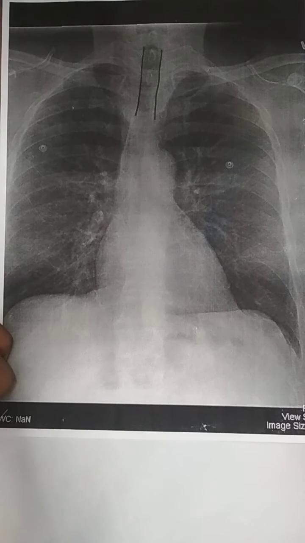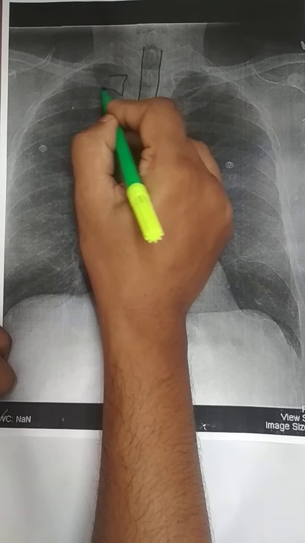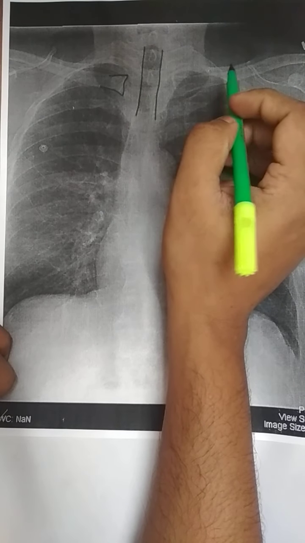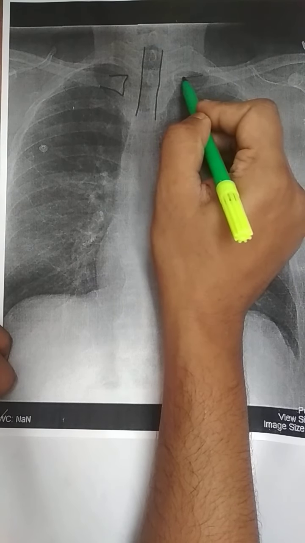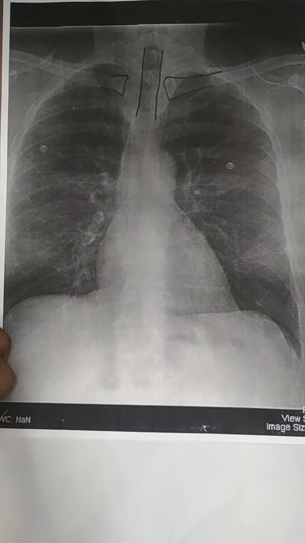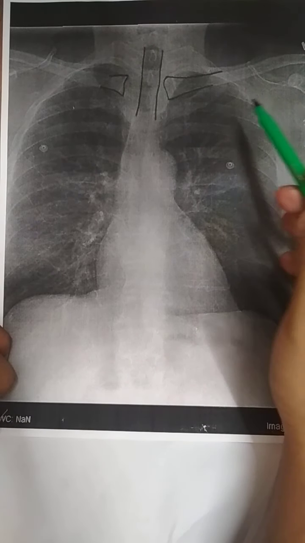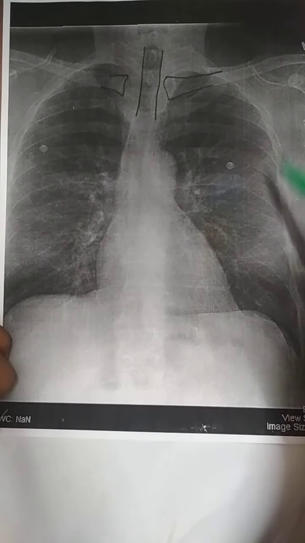So in chest X-ray we can also visualize bony structures. B for bones, and the bony structures include the clavicle. So you can mark the right and left clavicle on the X-ray, and in the clavicle you should look along the whole length for any fracture or not. And in chest X-ray you can also examine the scapula. Here the scapula is not visible, but it would also be visible in good X-rays.